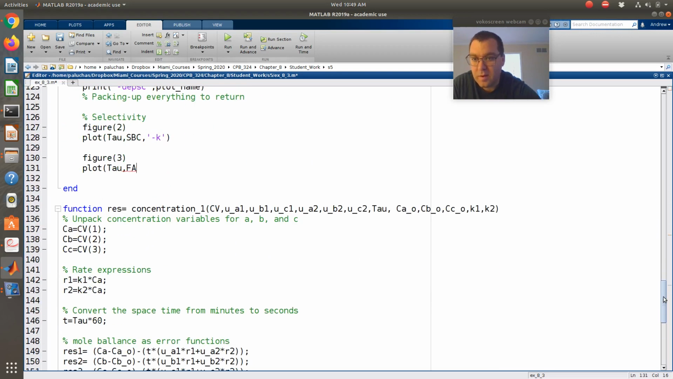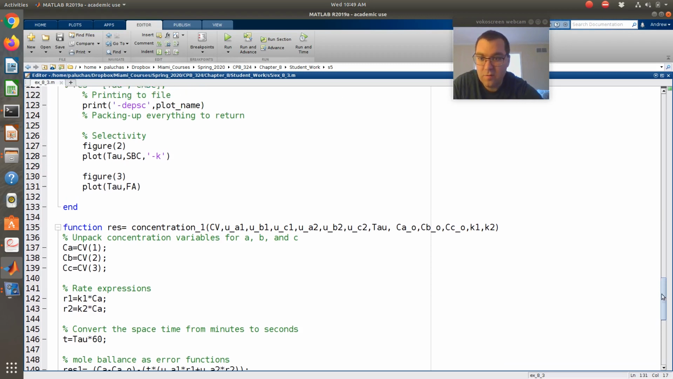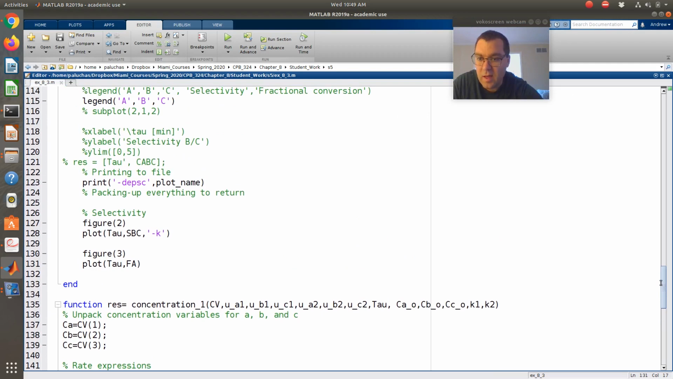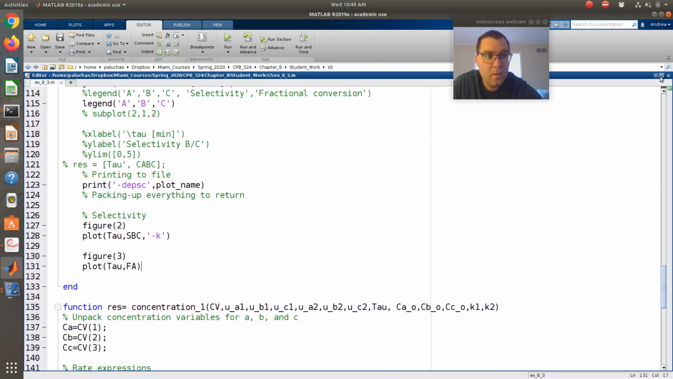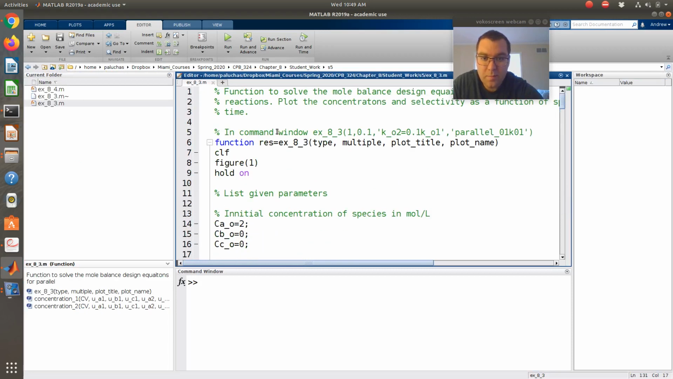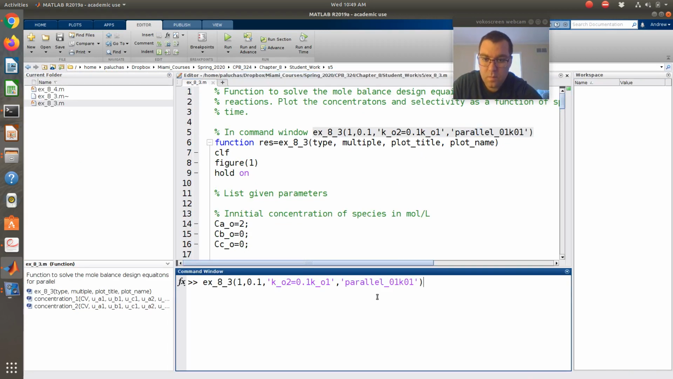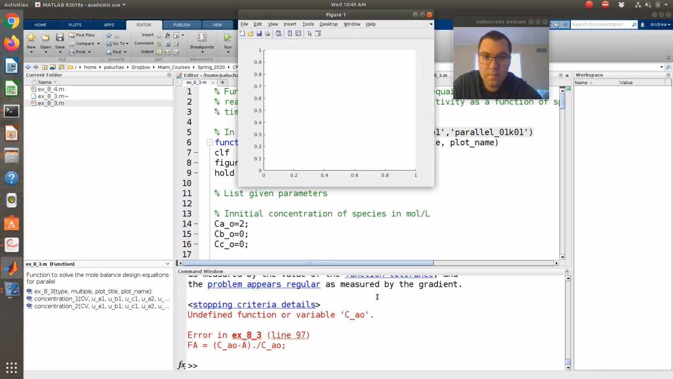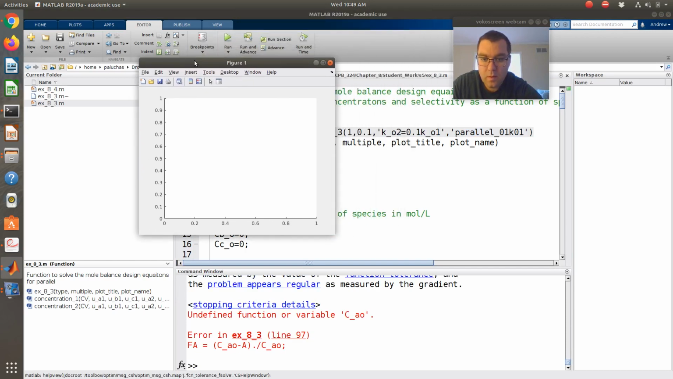Okay, so let me plot tau versus FA in figure 3. Let's just save that. And so in FA, again, we just converted, you had CA before, changed that to A. Bam. So then you had an example of how to call this. Okay, figure 1 has nothing in it. It says undefined function or variable CA naught.